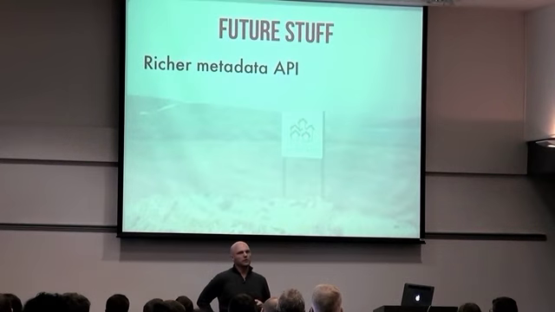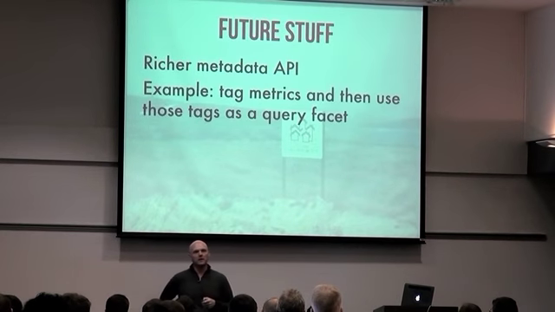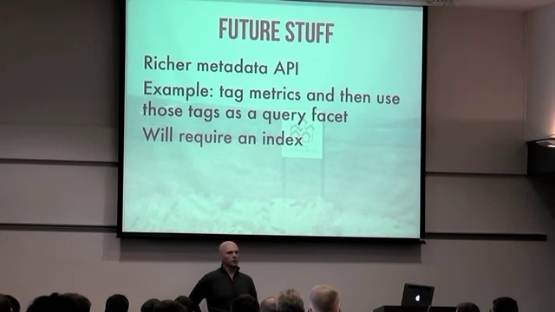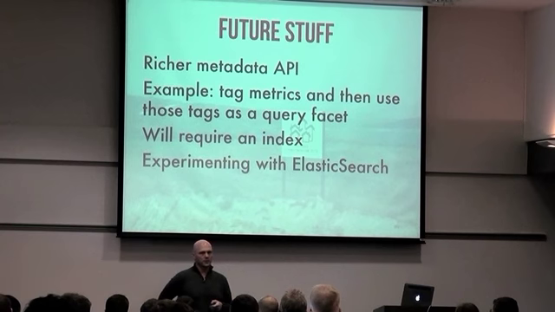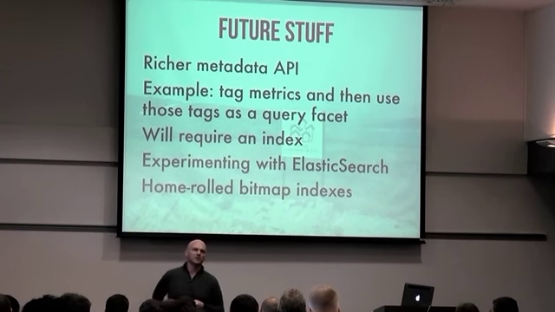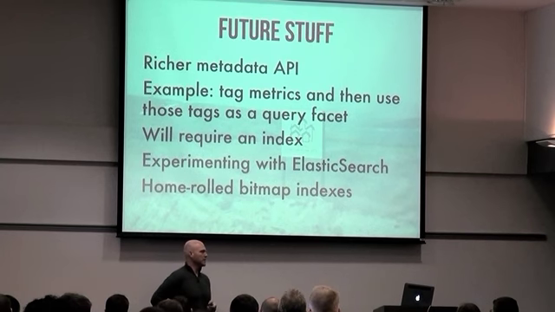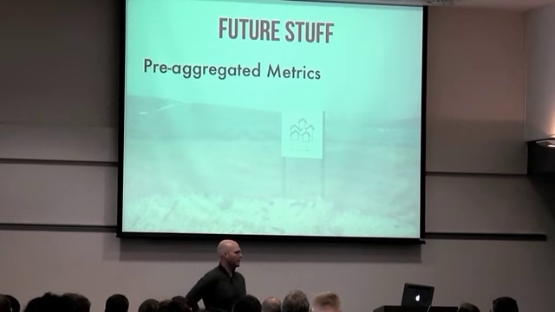We're also looking at having a richer metadata API so that when metrics come in, you can associate tags with them and then use those tags as some kind of a facet that will allow you to query for metrics in more interesting ways rather than just by per tenant. And we're experimenting with Elasticsearch and also looking at ways that we can do our own bitmap index to do those kinds of things. And that's something that's ongoing, kind of on the back burner.